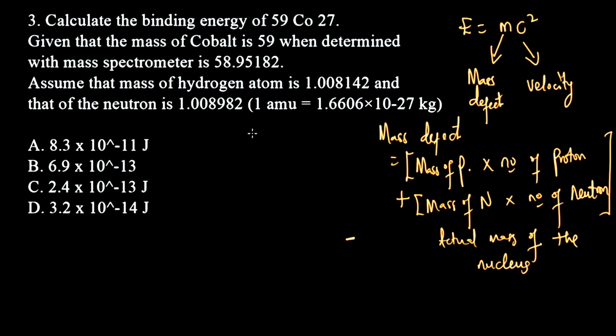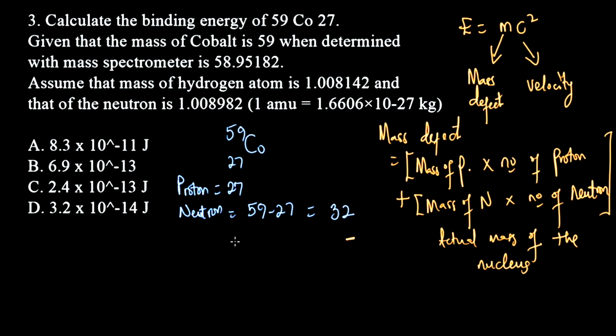In the question we have cobalt, 59 and 27. This 27 is the atomic number, and the atomic number is the same thing as the number of protons. So the proton number is 27. The neutron number is 59 minus 27, which gives 32. Now, to calculate the mass defect, we need to do this.